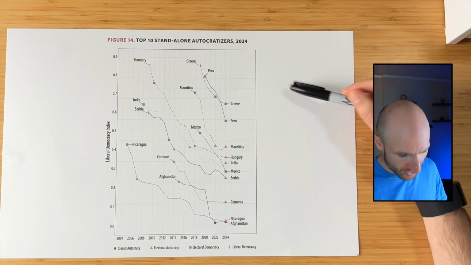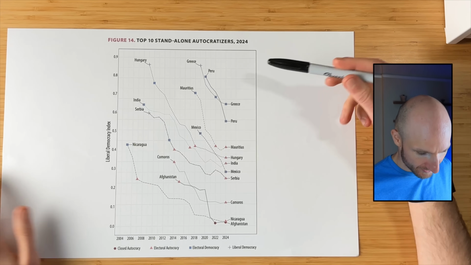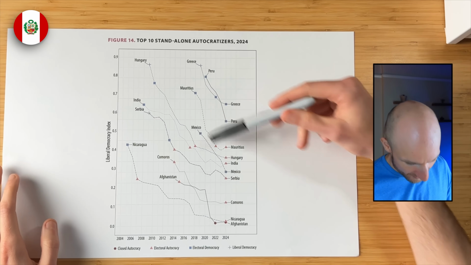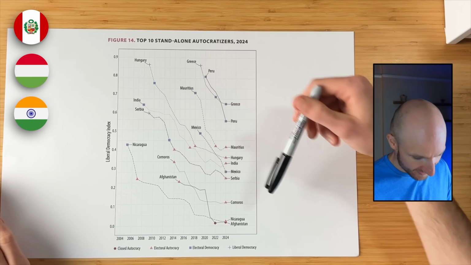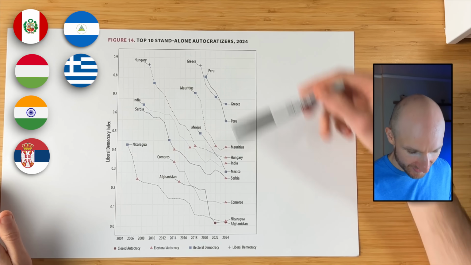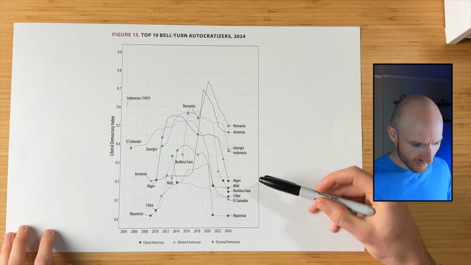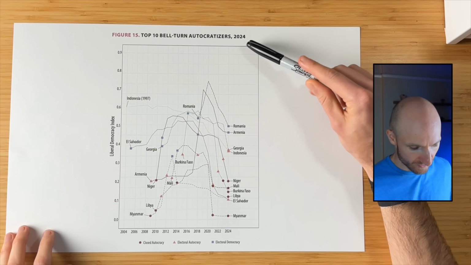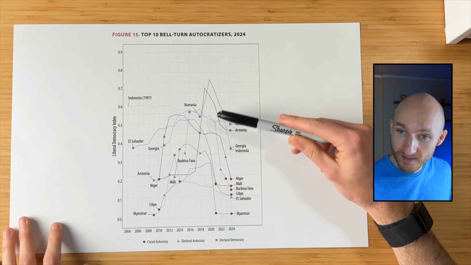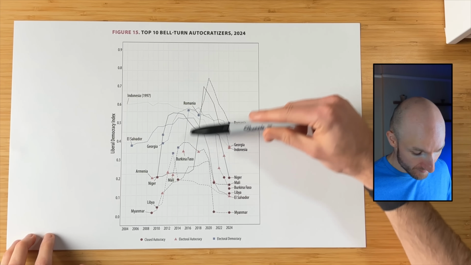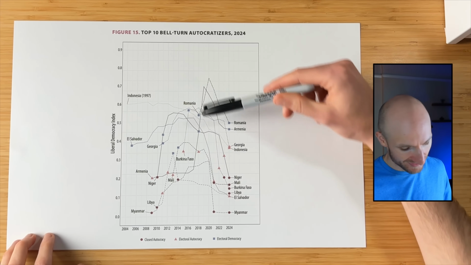Here's a graph that shows a bunch of these countries that are becoming more autocratic. So it's Mexico, Hungary, India, Serbia, Nicaragua, Greece, Peru. Here's a bunch that are called bell-turn autocratizers, which are ones that were getting better. This is like Indonesia or whatever. It's like, oh, maybe it's going to be better. Or Myanmar. And it was like, no, it's bad.